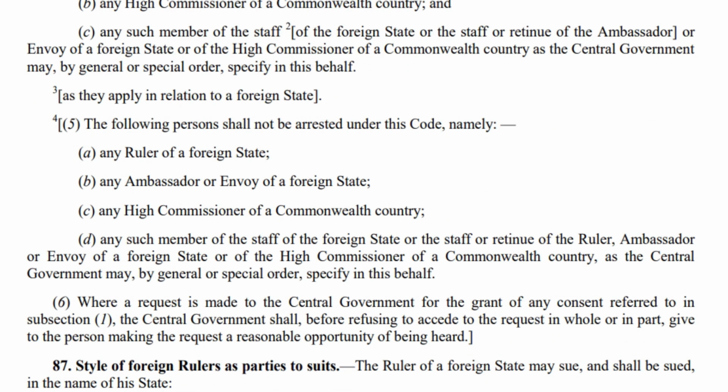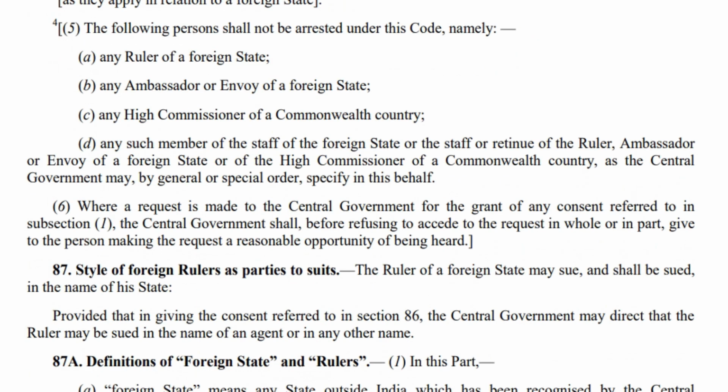There are certain people who cannot be arrested under this Civil Procedure Code. This is very, very important. Many times I have asked questions from this particular subsection in the preliminary examination. Any ruler of a foreign state cannot be arrested. First point. Second, any ambassador or envoy of a foreign state cannot be arrested. Now let us move to the third point, which is point C. Any high commissioner of a commonwealth country.